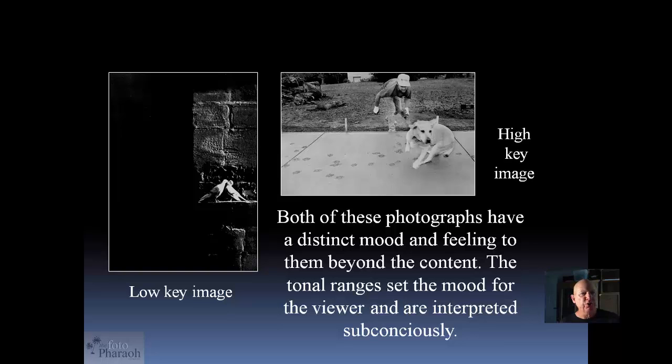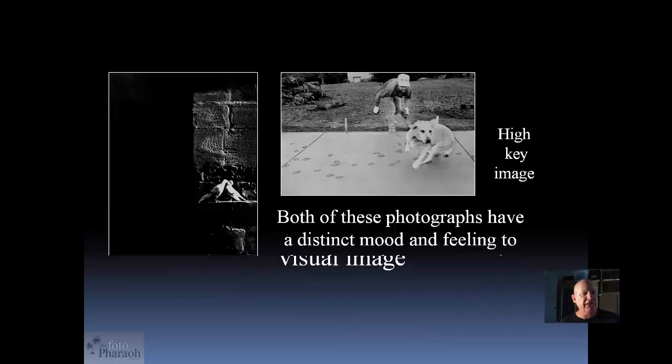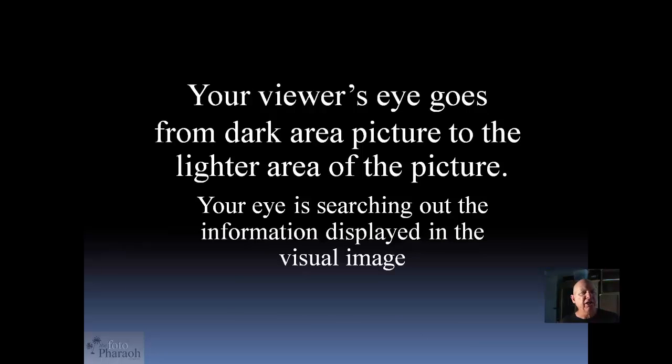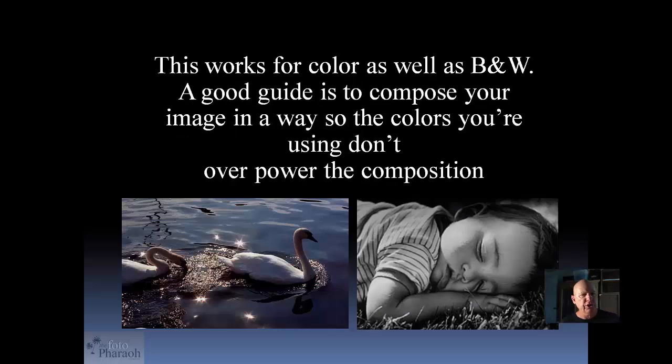These terms are used quite a bit in photography, and you'll use them down the road if you continue to take classes with us. Your viewer's eye always goes from the dark area of a picture to the lighter area of the picture. Your eye is searching for information. You do this, I do this, everybody does this. So now if you know that, you can understand how a reader is going to start to dissect the image that you are going to show them. An easy way to remember this concept is like a moth to the flame. We are attracted to the light.